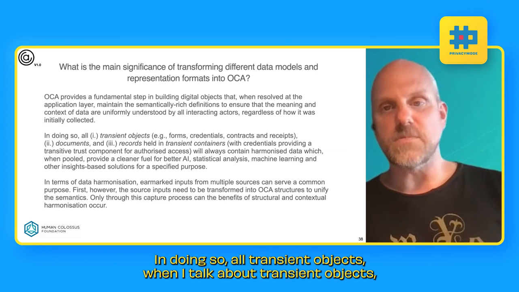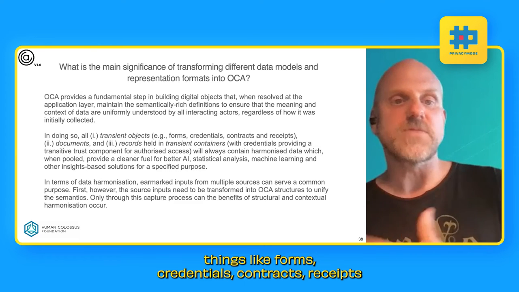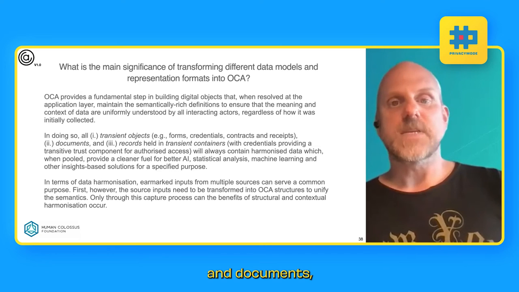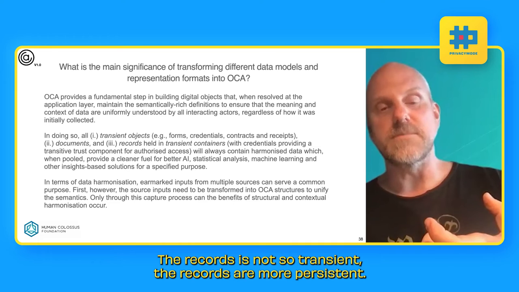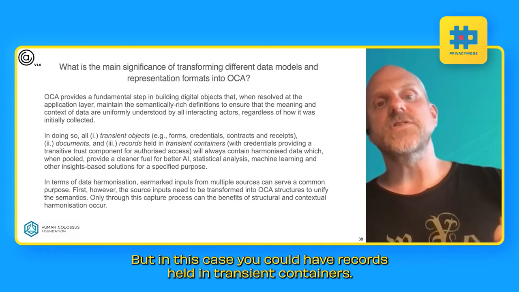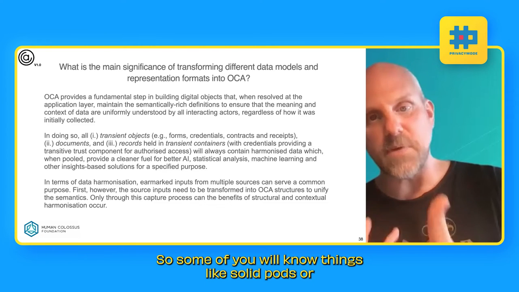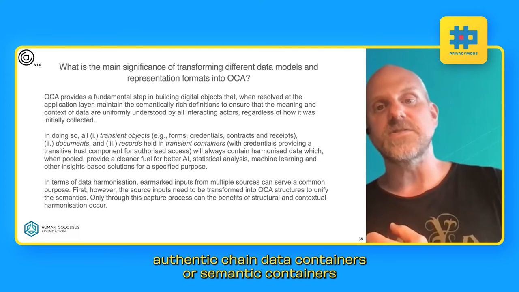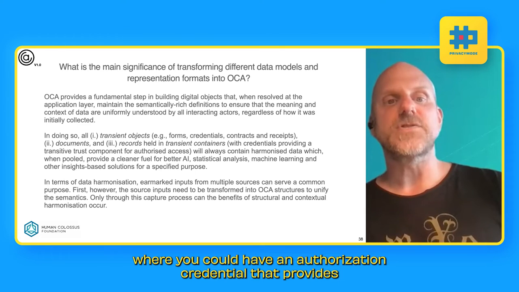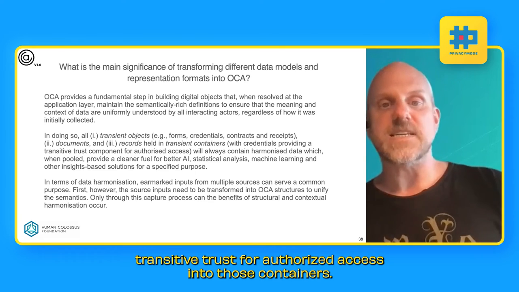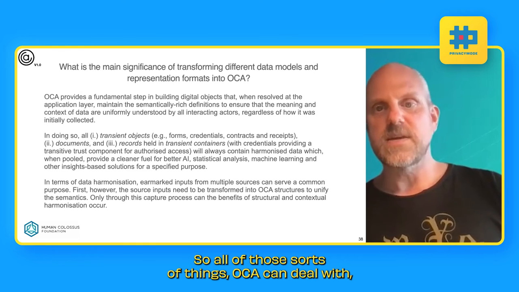In doing so, all transient objects, and when I talk about a transient object, it's things like forms, credentials, contracts, receipts, and documents, plus the records. The records are not so transient, they are more persistent. But in this case, you could have records held in transient containers. Some of you will know things like Solid pods or authentic chain data containers or semantic containers, where you could have an authorization credential that provides transitive trust for authorized access into those containers. All of those sorts of things, OCA can deal with.